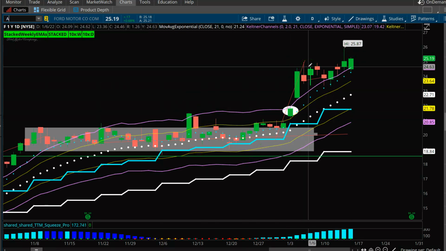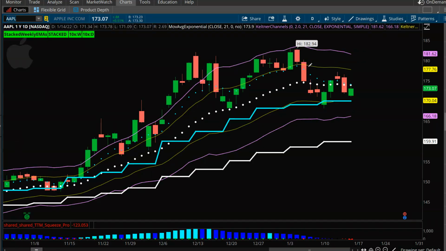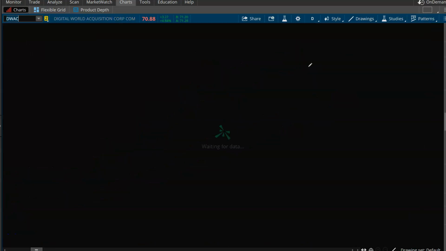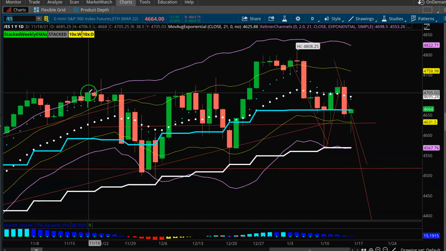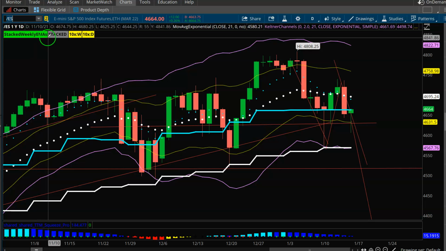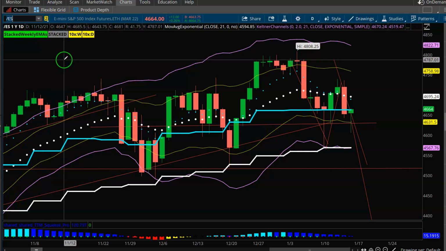But it worked on Ford. It worked on Apple multiple times. It even worked on DWAC. So you're working a numbers game there. So to me, the stacked EMAs label, it's just a really, really nice tool. And it's a good gauge of the indexes.